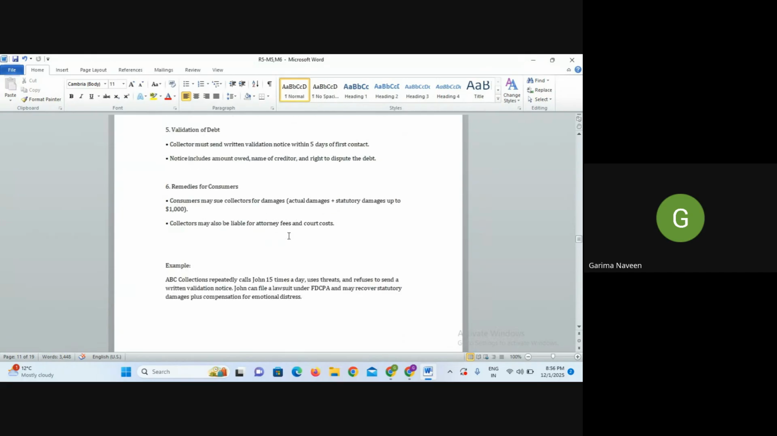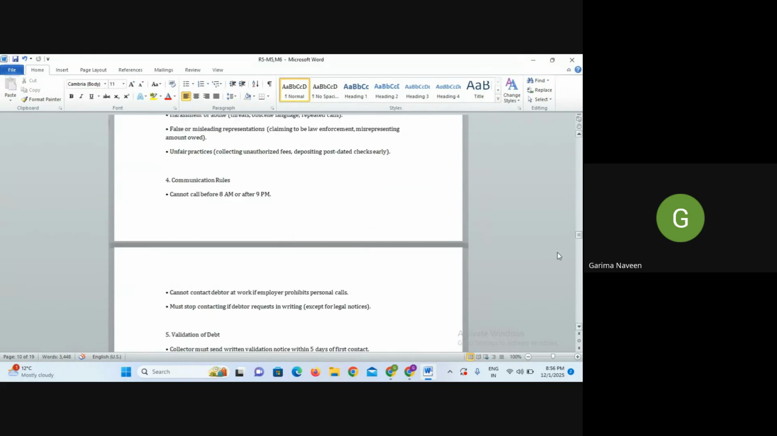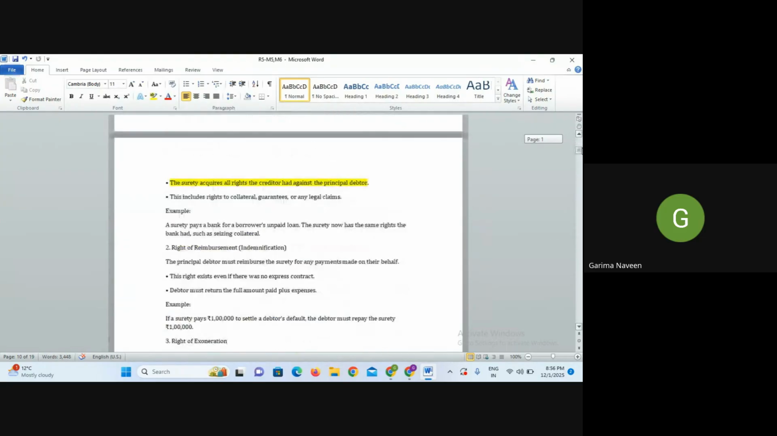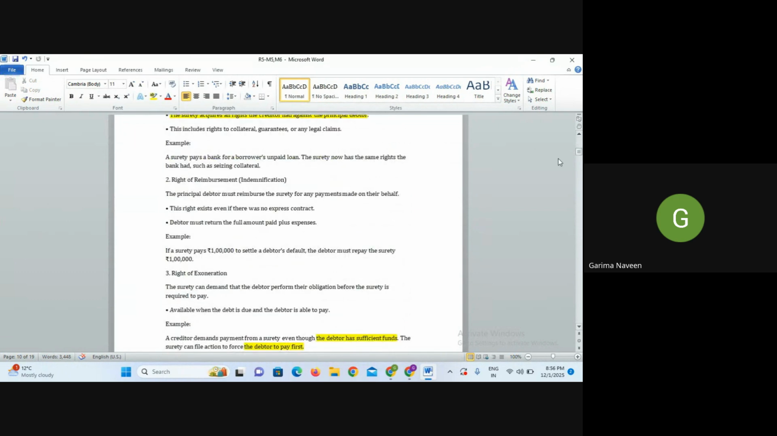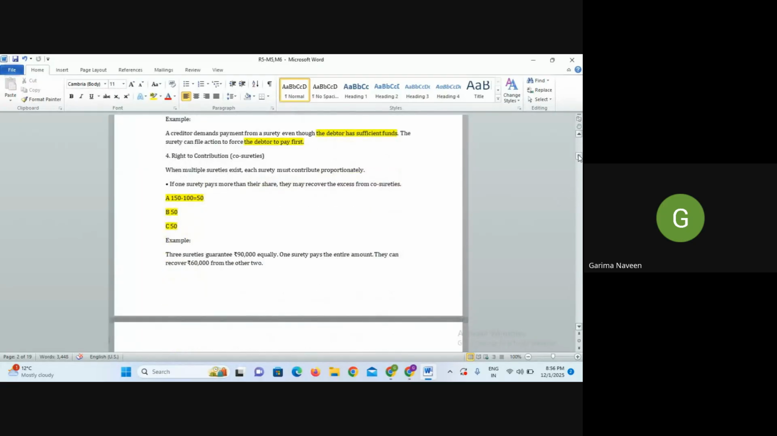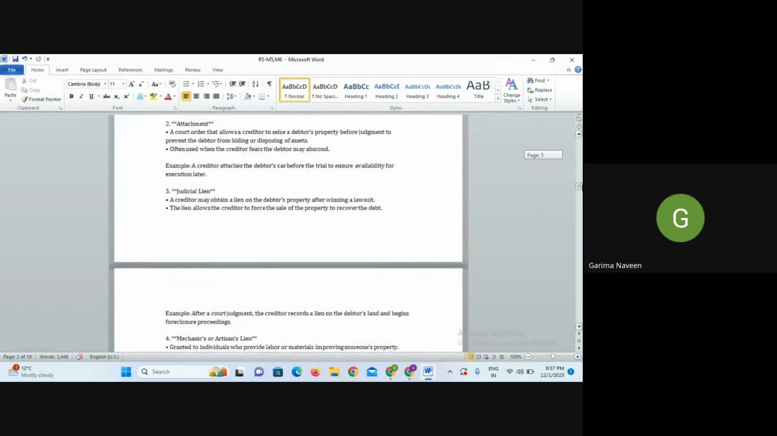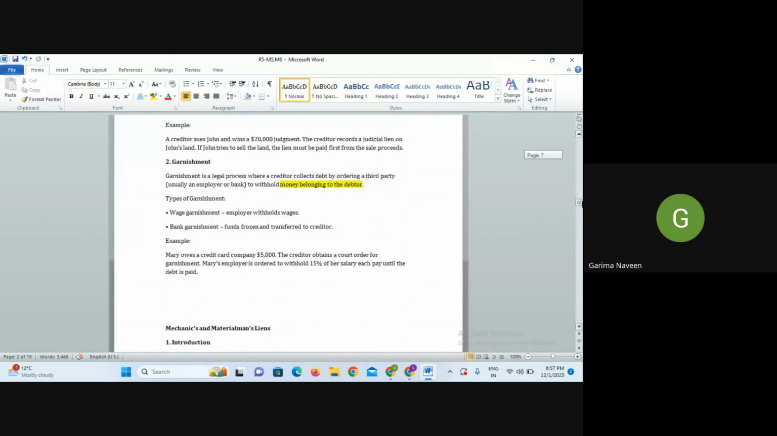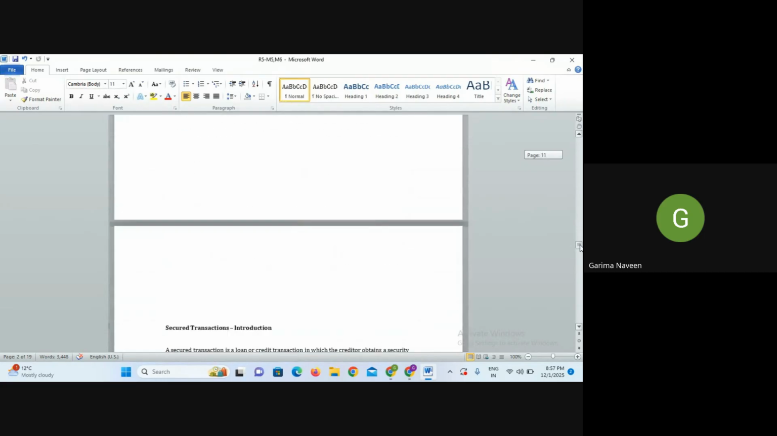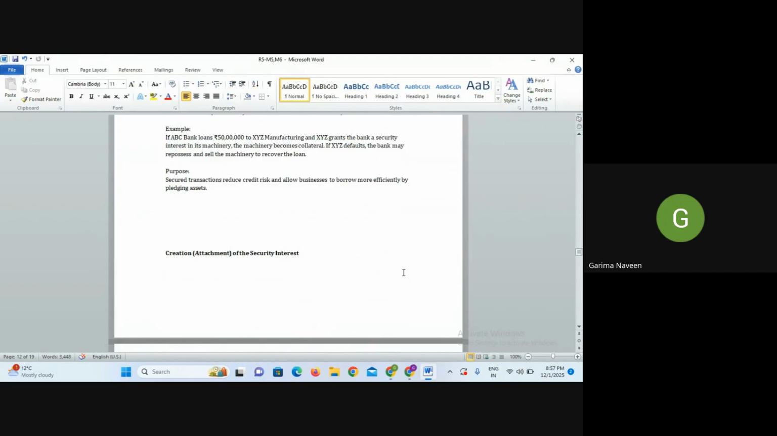Is this clear? Any doubt in this topic, suretyship? We discussed suretyship here, and the various rights that are available to the creditor and to the debtors. Any doubt? No, ma'am.